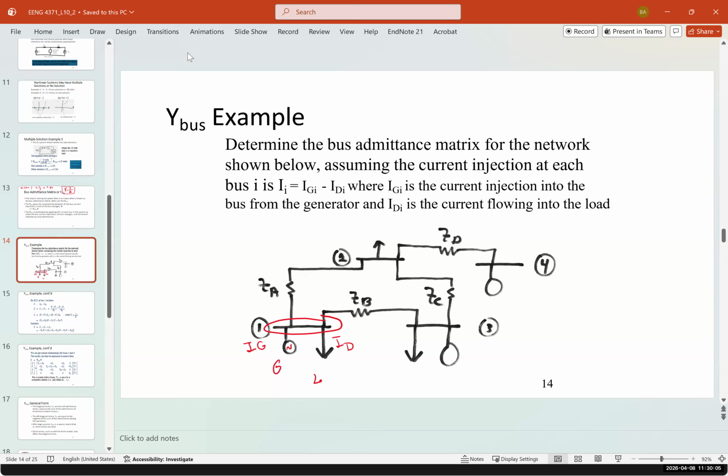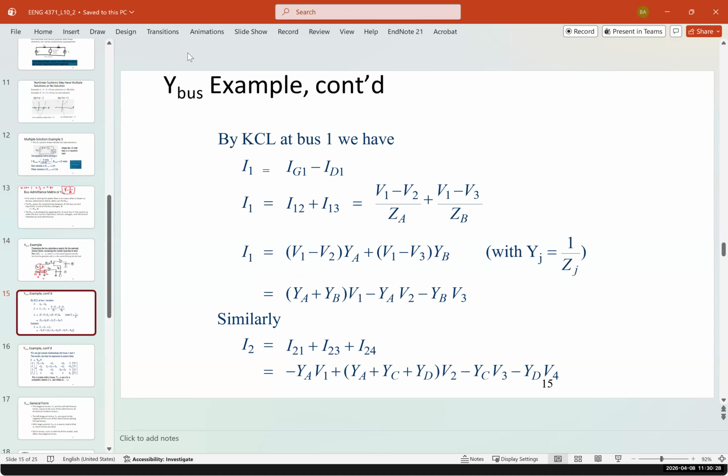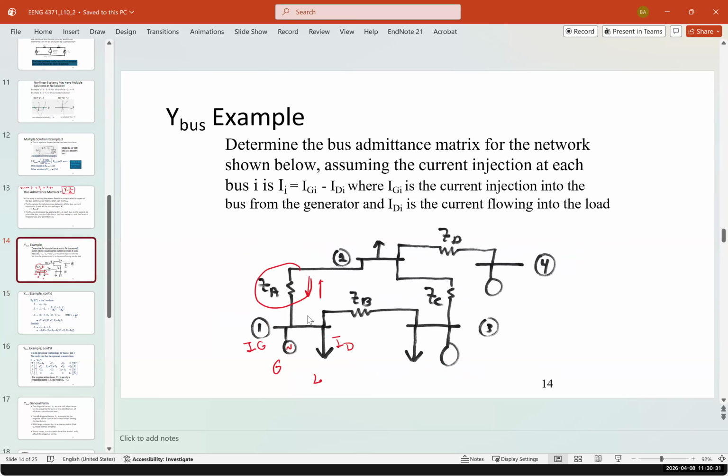Now, we don't know if this is actually getting power or giving power, and I'll explain. Depending on the direction of the current and if it's positive or negative, we can determine if this bus is actually receiving power from the other buses or it's delivering power to the other buses. Now, by KCL at bus 1, this bus over here, I1 would be equal to IG1 minus ID1. So this is G1 and this is D1.